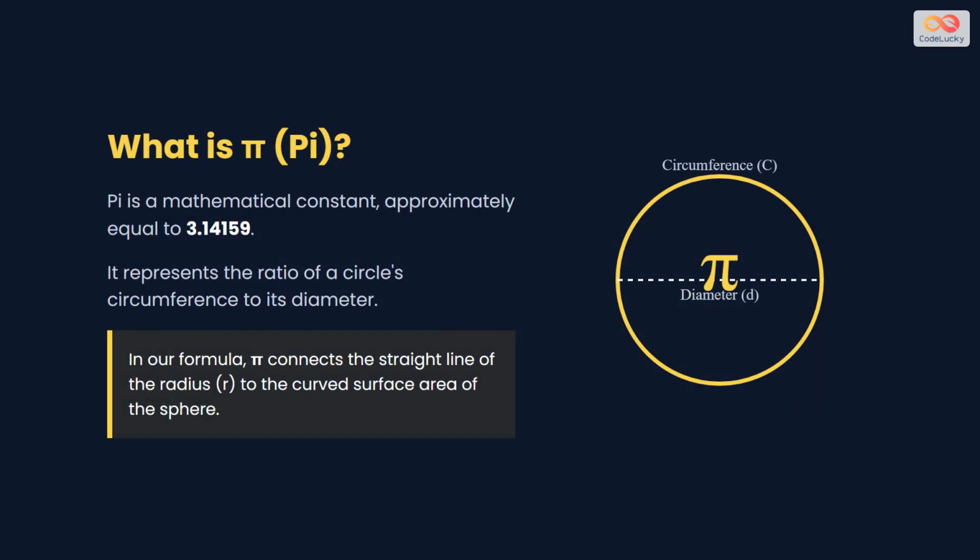Let's look at the symbol pi. Pi is a mathematical constant, approximately 3.14159. It relates the curve of the circle to its straight diameter. In our formula, pi helps us calculate the curved surface area using the straight radius.